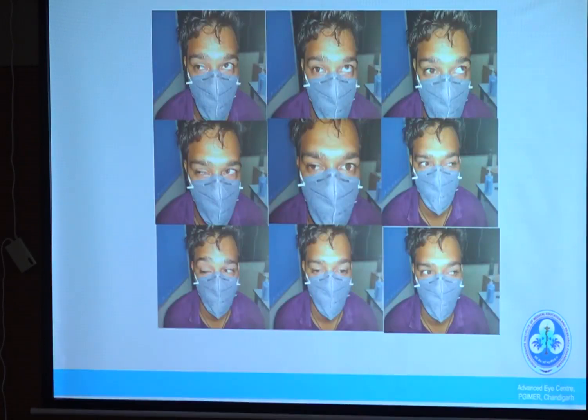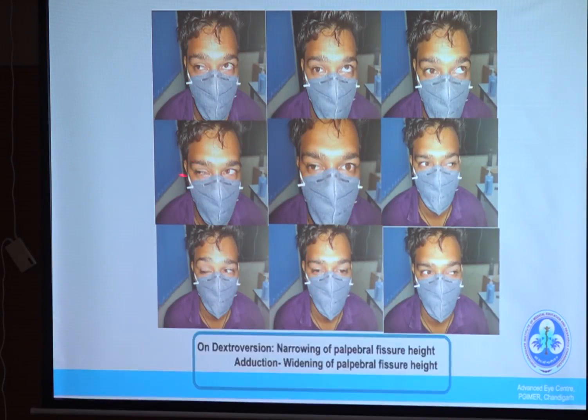Again, extraocular movements, once you're checking, also note the lid position. Once this patient is having a depression and elevation deficit, but is also having a narrowing of the palpebral fissure when the patient is looking towards the right. So lid movements also have to be noted along with your extraocular movement examination.